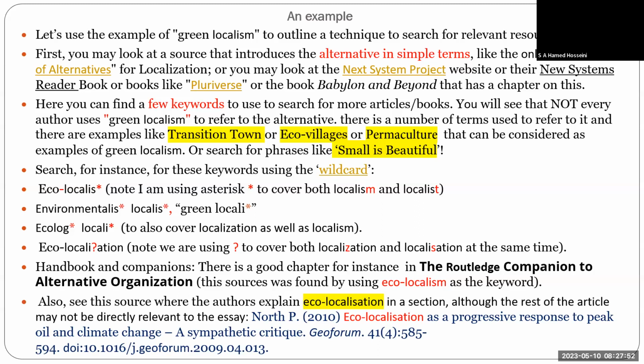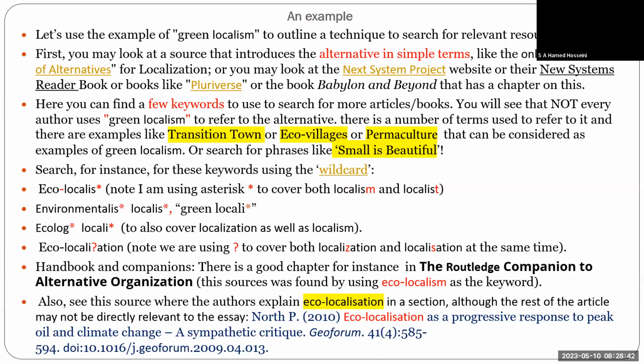So anyway, when we searched for the word green localism in the literature, through the databases, we found very little. And then we realized that other keywords have been used to refer to this phenomenon. Remember, as I said, because there is no consensus, sometimes you see multiple different names used to refer to almost the same thing. Sometimes, strangely, almost the same word is used to refer to different things.